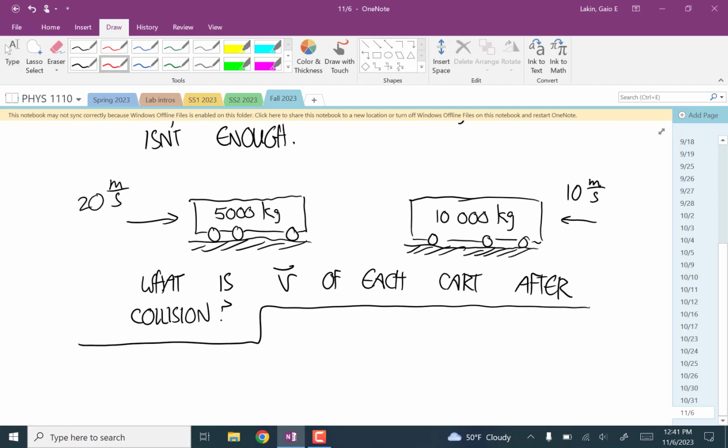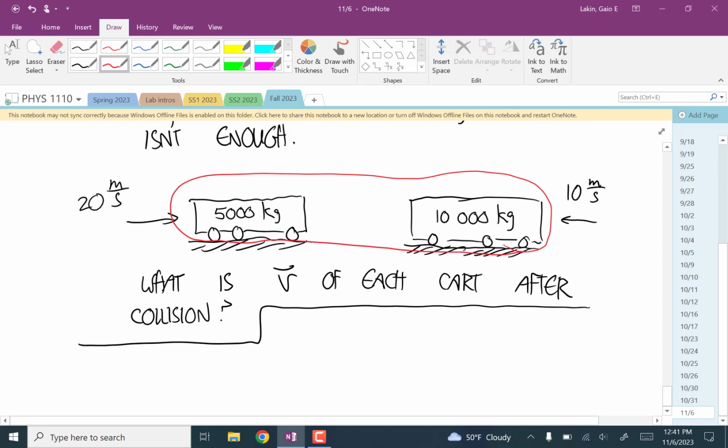Well, our system is going to be the two carts. Is there any external net force on this system? So they're obviously going to smash into each other and apply a lot of force to each other. But is there going to be any other force besides that contact force? There is gravity. But think about the directions of, so it's moving in a straight line, right?